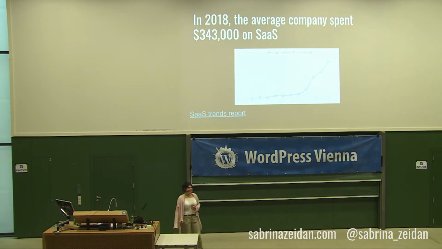In 2018, the average company spent $300,000 on software as a service applications. This is 78% more than the previous year, 2017, and this is twice more than the average company spent on laptops. Just think about this: companies are spending twice more on software as a service applications than they do on hardware. So isn't that a nice reason to think about this model when thinking about a startup?